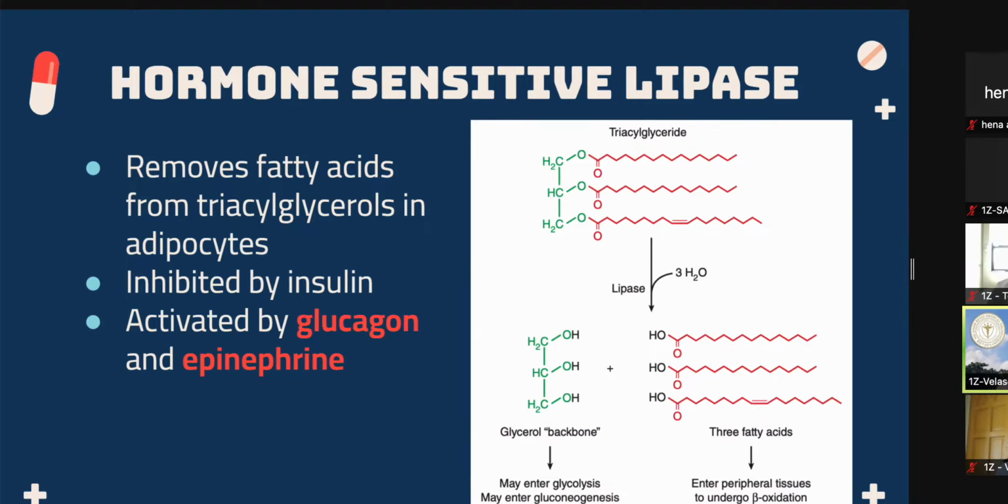So it's facilitated through hormone-sensitive lipase. This is an enzyme that removes fatty acids from triglycerides, as you could see in the picture there. And so glycerol serves as an energy source, which could enter glycolysis, and it could also enter gluconeogenesis, further expanding the options for energy sources for our cells. In addition, free fatty acids are released, and these could also undergo beta oxidation, and they could in turn produce energy for our cells as well. And so this is inhibited by insulin, and this is activated by glucagon and epinephrine.